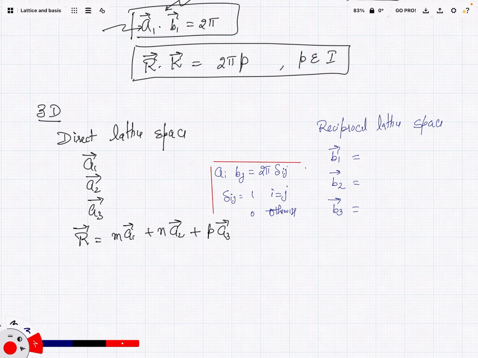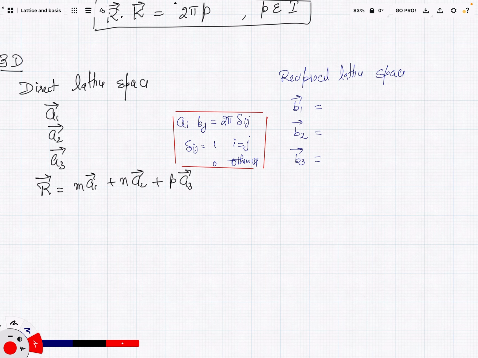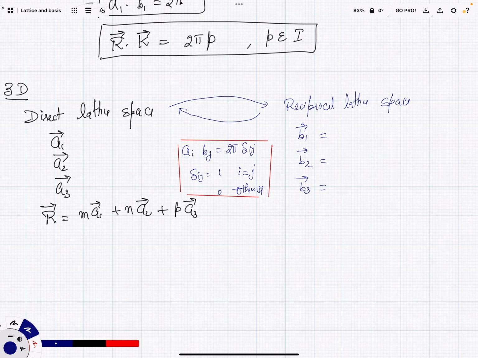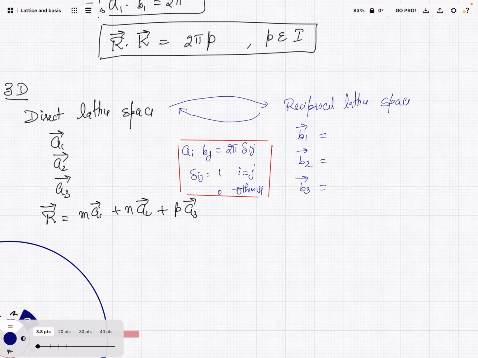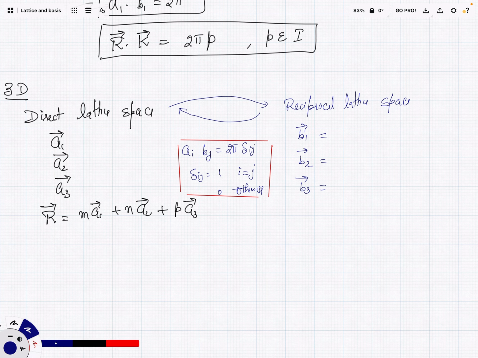This is the condition to jump from direct to reciprocal and reciprocal to direct back. Okay, so can you make a good guess, one guess which can satisfy this condition? I can write a guess, and we shall see if this guess is indeed correct. Let's say I want to construct b1.